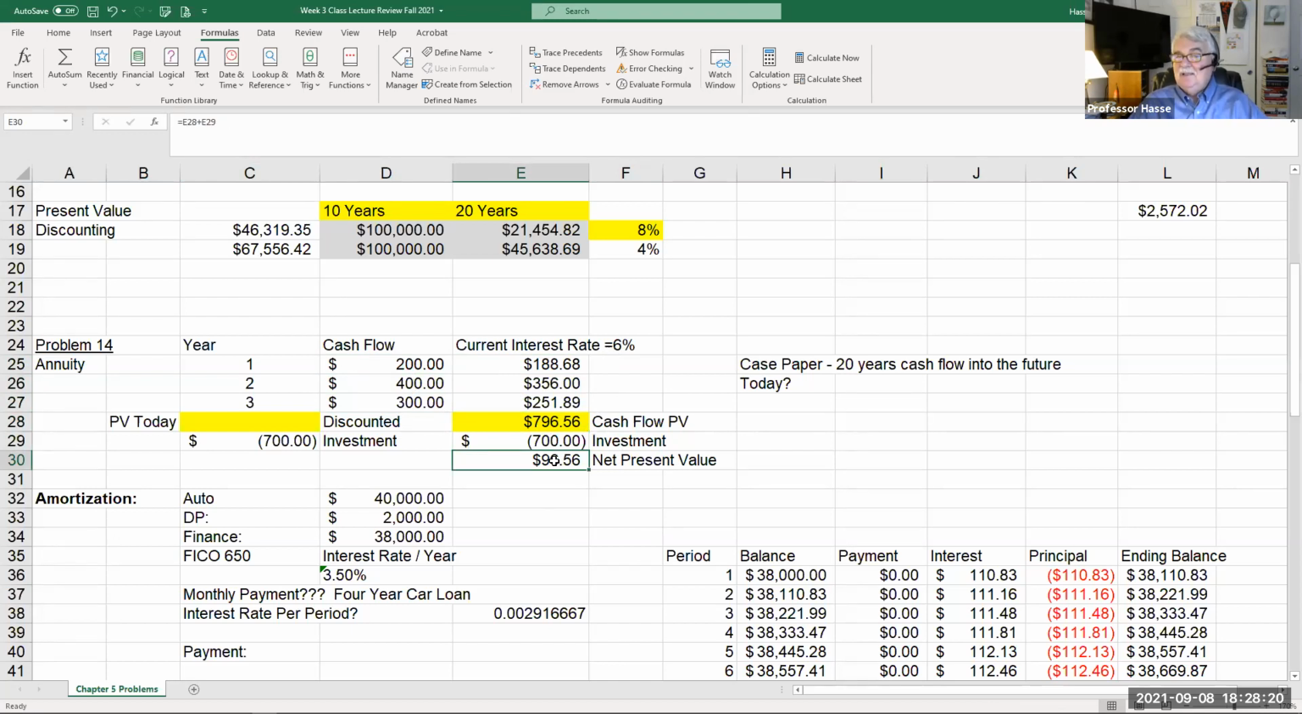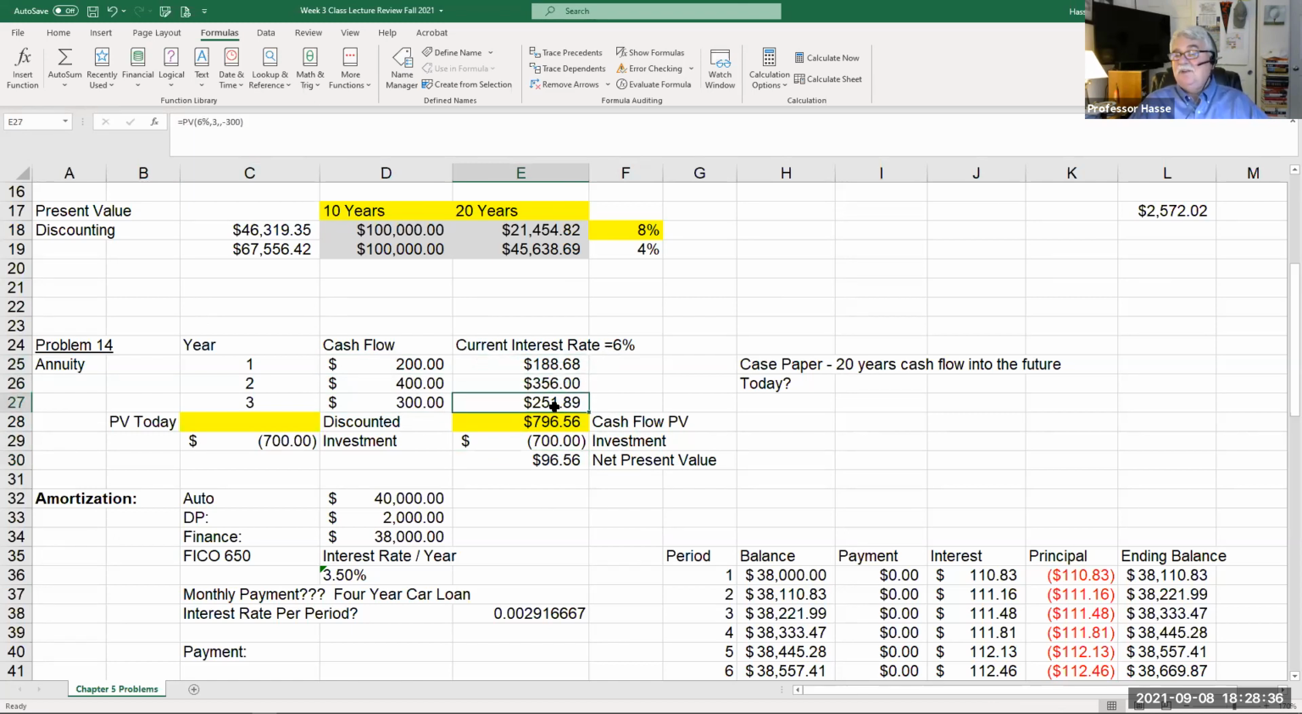We're going to be doing a lot of this in our case paper analysis beginning next week. This is an important concept of the time value of money to know. Now, remember what I just did. I did this year by year by year.